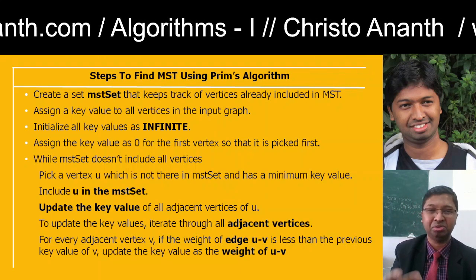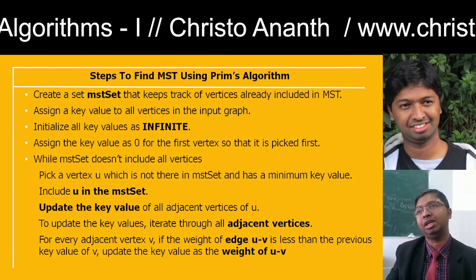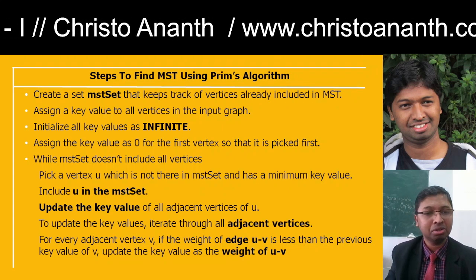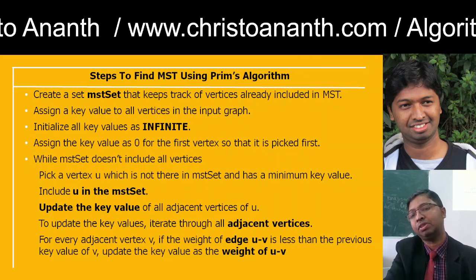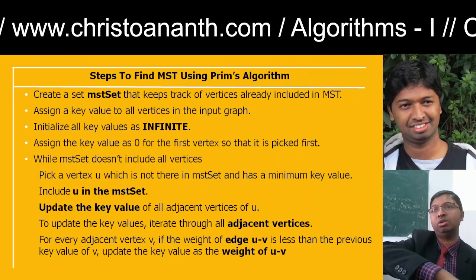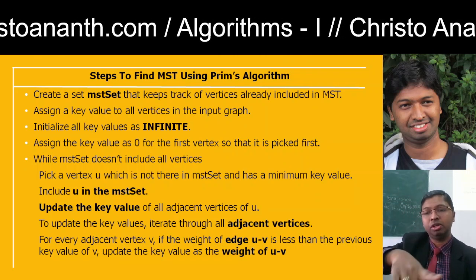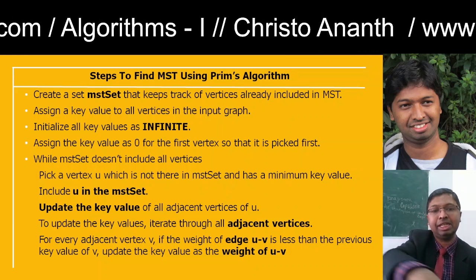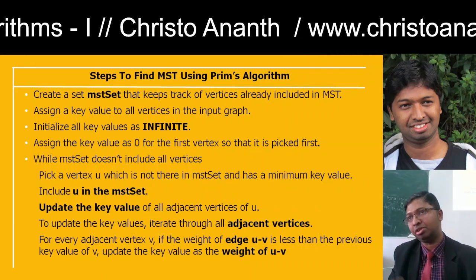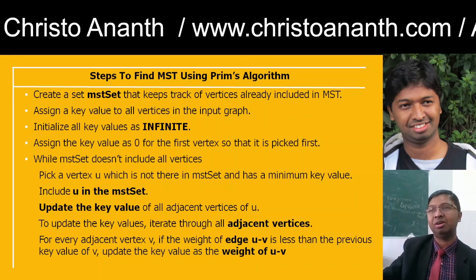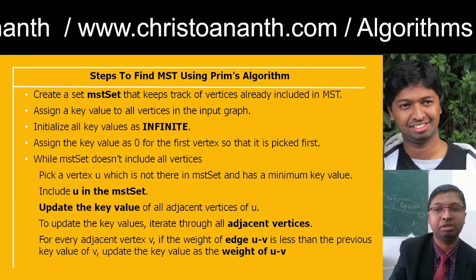In order to update the key values, you iterate over all the adjacent vertices. For every adjacent vertex, say first you included u, then you included v: if the weight of uv is less than the previous key value of v, then you update the key value. With the help of an example, you will understand this better.